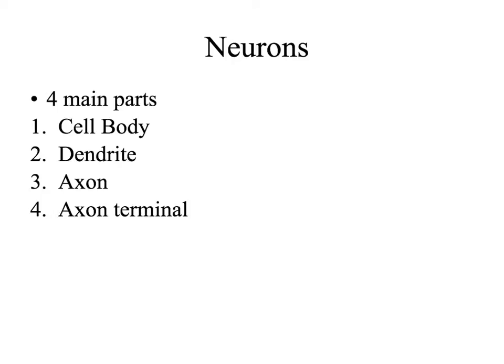All right, first we're going to learn about neurons. There are four main parts of a neuron: the cell body, the dendrite, the axon, and the axon terminal. We will go through each one of these.